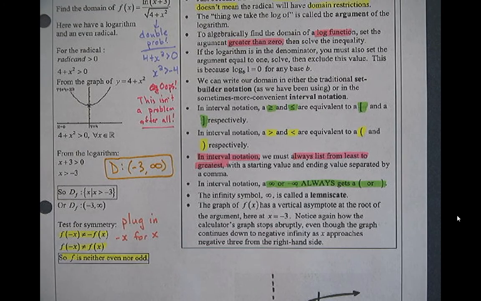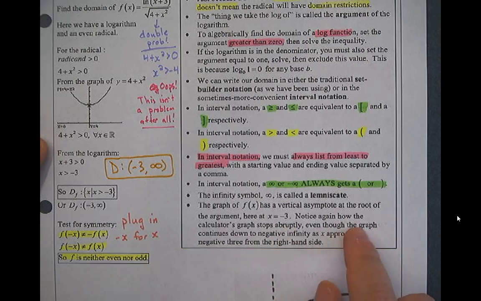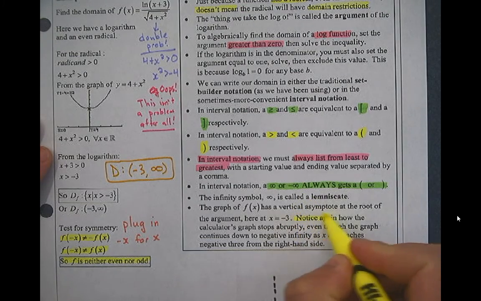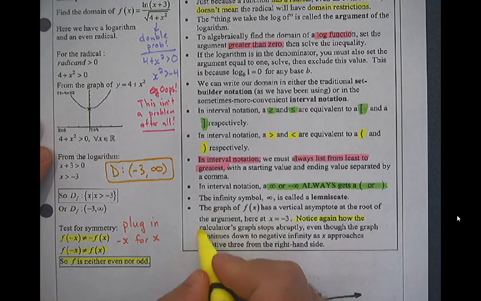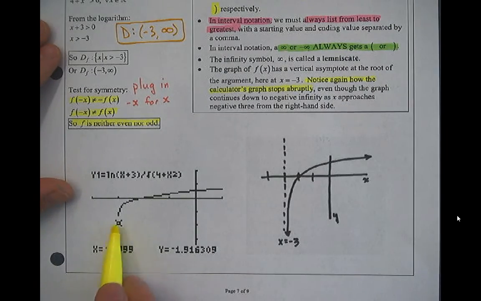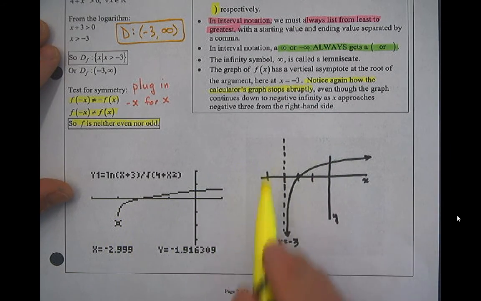And the graph of x has a root argument here at x equals 3. Notice again how the calculator, so this is him just highlighting again, and I think it's worthwhile. Notice how the calculator stops abruptly. Even though it really shouldn't, your calculator stops because this graph gets too vertical. So sometimes it's easier to look at your calculator to get an idea and then make a sketch from there.